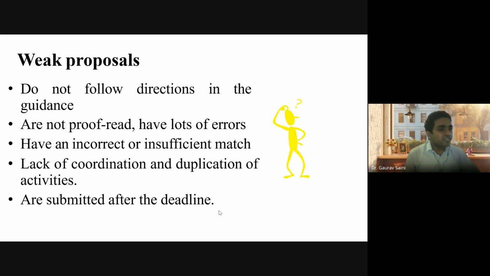Next is, what are the weak proposals? If they do not follow the directions in the guidance, they may be considered weak proposals. If they are not proofread and there are many types of errors, technical errors, they are considered weak proposals. If you have an incorrect or insufficient match with the priorities of the funding agencies, that can also be considered a weak proposal. If you have a lack of coordination and duplication of activities, if you are replicating the ideas again and again in the description, in the abstract, in the background information, that may be considered duplication.